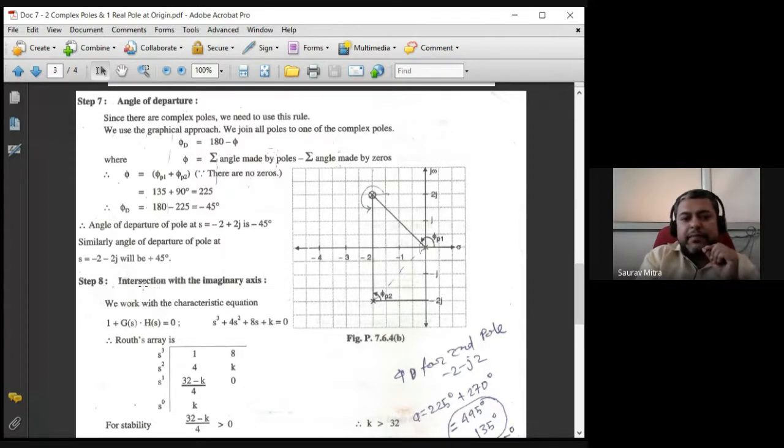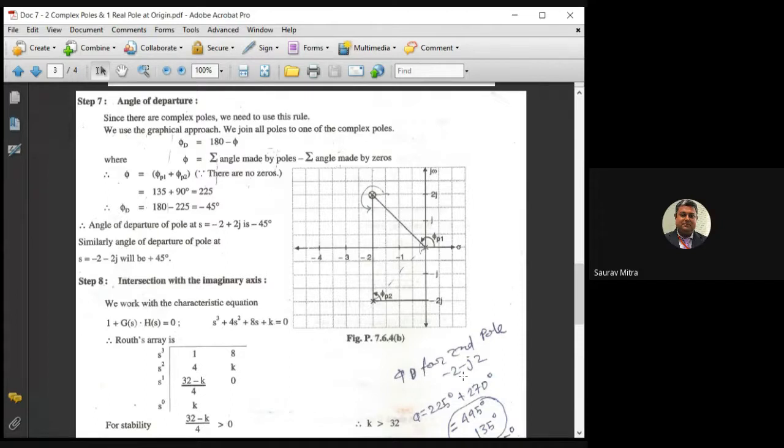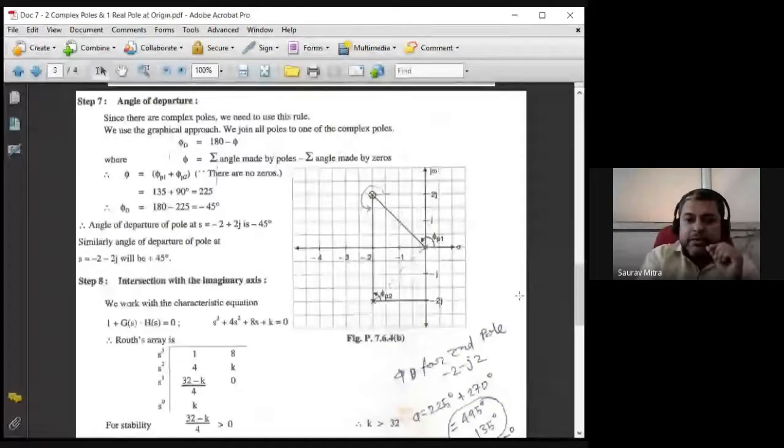So you have to write that angle of departure of pole s equal to minus 2 plus 2j is minus 45 degree. Automatically we can find out that at the other point the angle of departure will be plus 45 degree. How to do that? Very easy, it is not difficult. First connect this point with the origin, and then extend it. So this whole angle, with the dashed lines I have drawn, will be 225 degree, because the angle below is 45. So whenever you're drawing this angle, it will be 180 plus 45, that is 225.